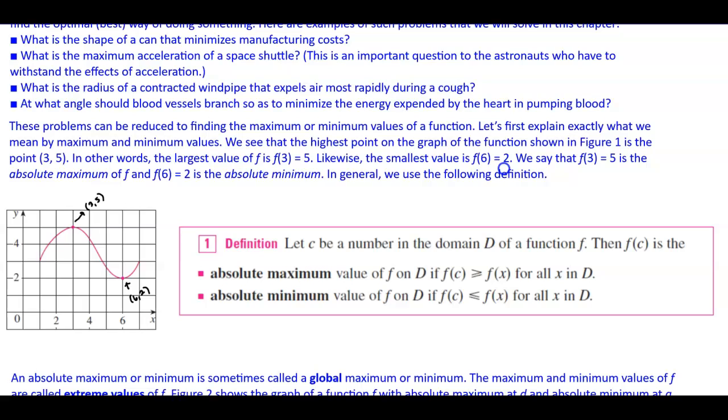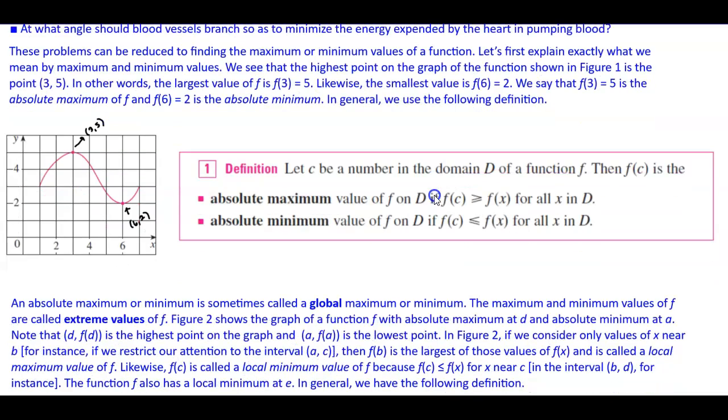And then we would say that f(3) = 5 is the absolute maximum of the function f. And we would say that f(6) = 2 is the absolute minimum. So in general, we use the following definition. Let c be a number in a domain D of a function f. Then f(c) is the absolute maximum value of f on D if f(c) is greater than or equal to f(x) for all x in the domain. And it's an absolute minimum value of f on the domain if f(c) is less than or equal to f(x) for all x in the domain.